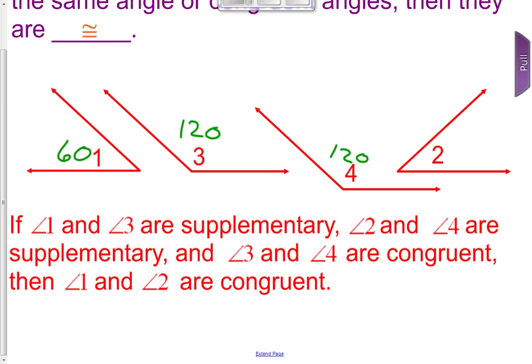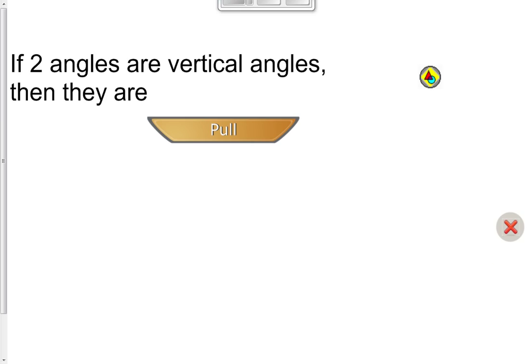Angle 2 and angle 4 are supplementary, so that means angle 2 has to be 60 degrees. So then it would say angle 1 and angle 2 are congruent. Well, of course they are. If 1 and 3 are supplementary and 2 and 4 are supplementary, if angle 3 and angle 4 are the same, then angles 1 and 2 have to be the same. So that's what that slide is saying.